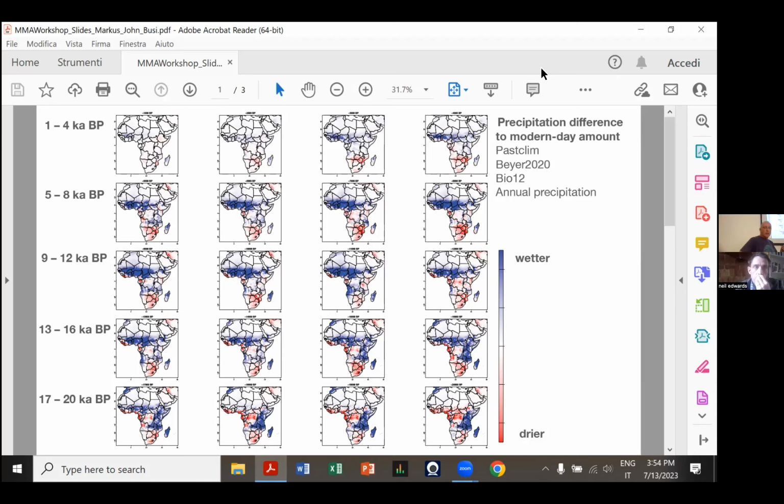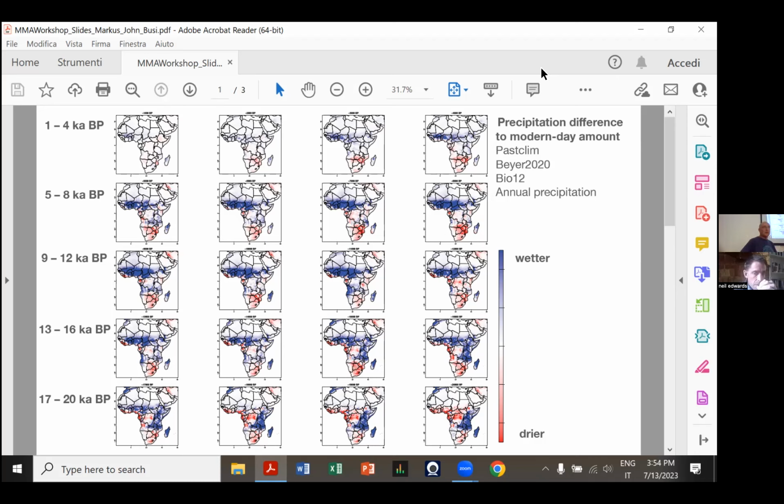What we then did is, for example, from the 20,000 years ago, we took that away from modern, and then 19,000 away from modern. We tried to see where it was wetter or drier than it is today. So in other words, 20,000 years ago, where is it wetter or where is it drier than at present? And there are some interesting patterns which come out.